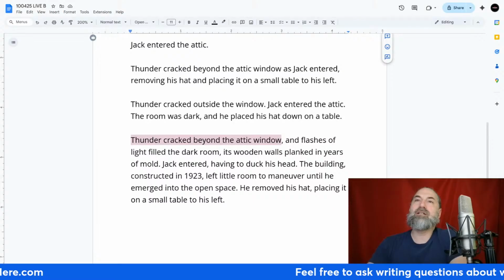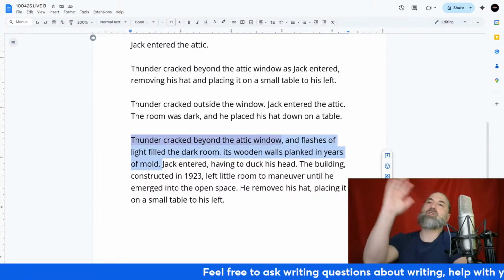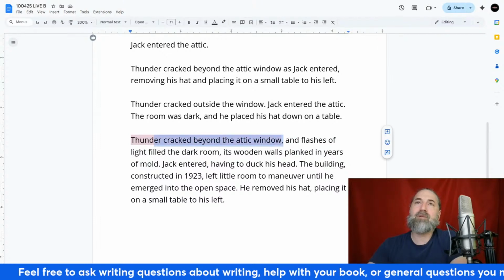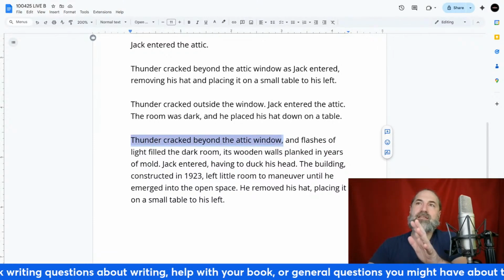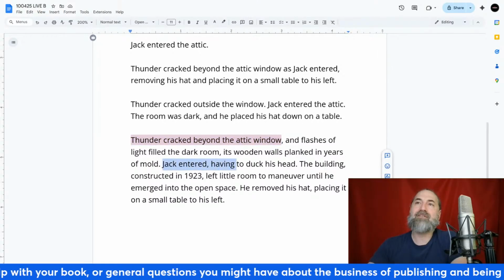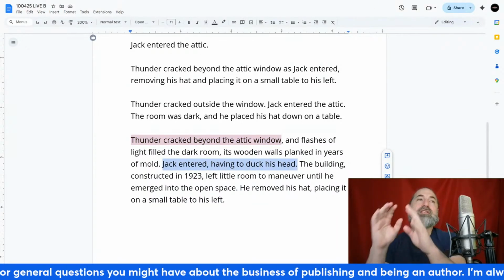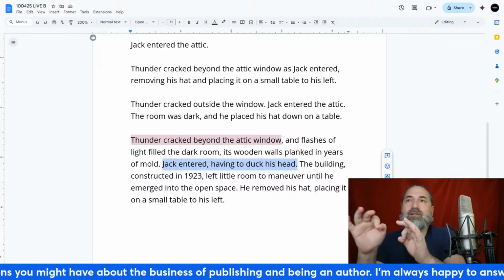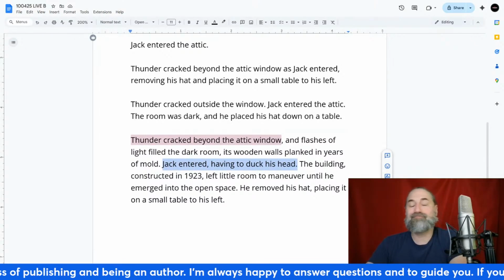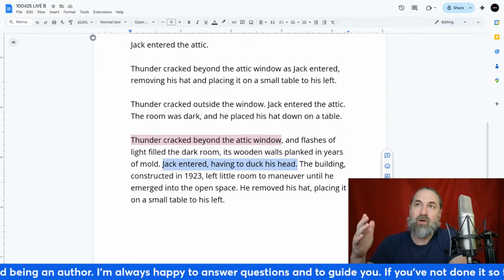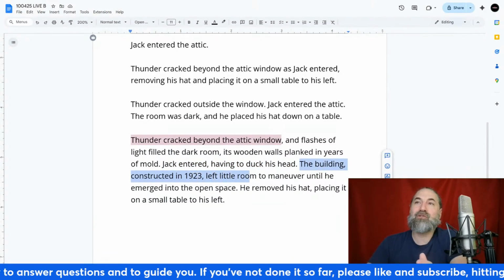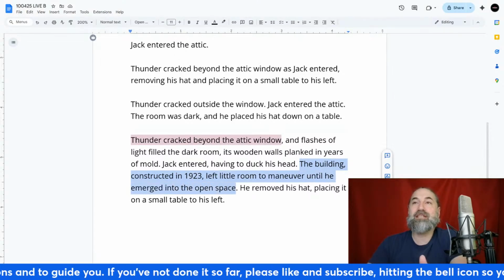So moving on. Because this is all basically not really needed. This is needed because this sets the tone. We know there's rain and thunder outside. We know he's in an attic. Great. Jack entered, having to duck his head. Now, this is why this is not narrative forward. Okay? This does create character. Again, that is important. We know he's tall, right? But then the building constructed in 1923 left little room to maneuver until he emerged into the open space.